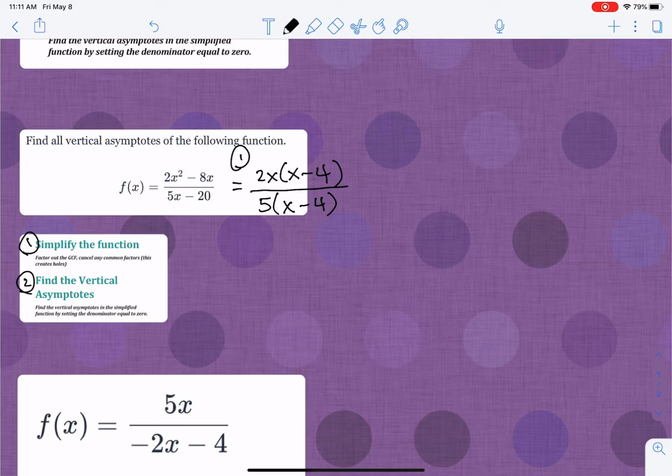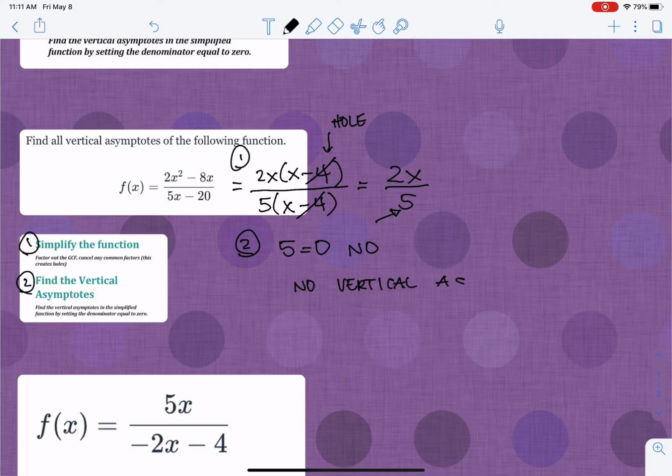Okay, so then I cancel out any common factors. These two are common factors. That means there's going to be a hole there. Okay, we'll get to that later. Okay, so our simplified version is 2x over 5. So then part 2 says, well, set the denominator equal to 0. What's my denominator? It's 5. Set it equal to 0. Is this true? No. So that means here, when you have the drop-down menu, you're going to pick no vertical asymptotes.